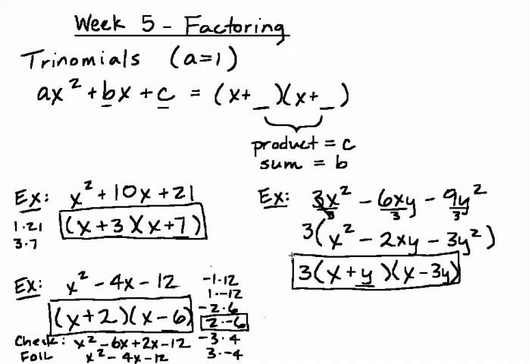And of course, you can check that using FOIL. X times x is x squared. X times negative 3y is negative 3xy. Y times x is xy. And y times negative 3y is negative 3y squared.